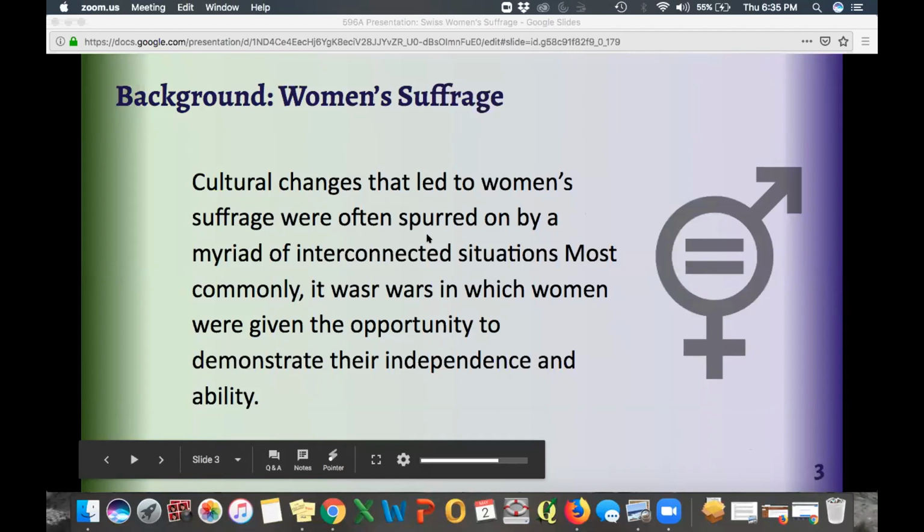Okay, so while each country has its own particular circumstances that led to the passing of women's suffrage, on a global scale, the date of women's suffrage tends to correlate to war and to the technological and social revolutions that typically follow these kinds of large-scale conflicts.